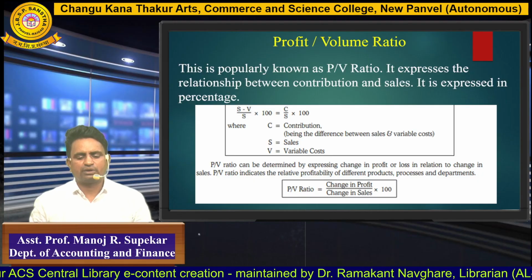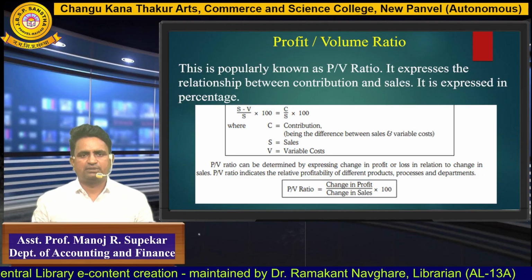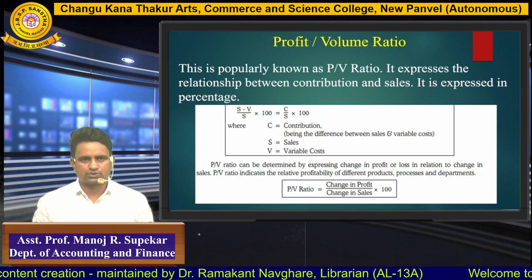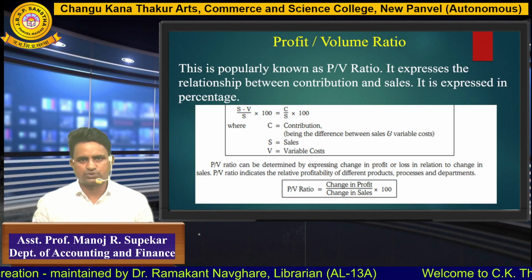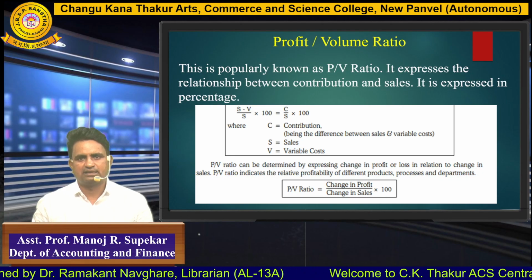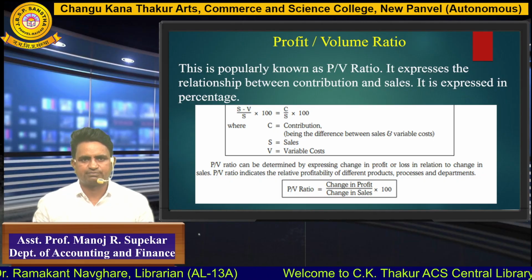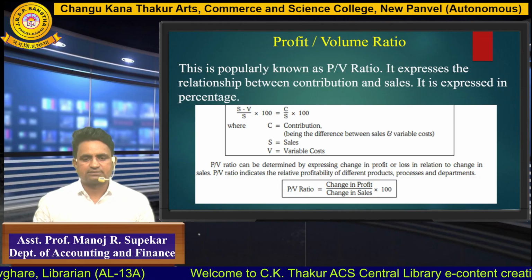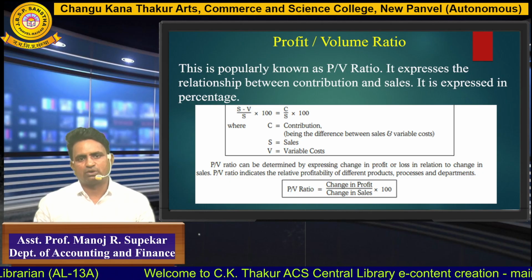Now we're talking about the profit volume ratio. It is also known as the PV ratio. This is properly known as the PV ratio. It expresses the relationship between the contribution and sales. It is expressed as a percentage. So the PV ratio indicates the success and sound business structure of the organization.